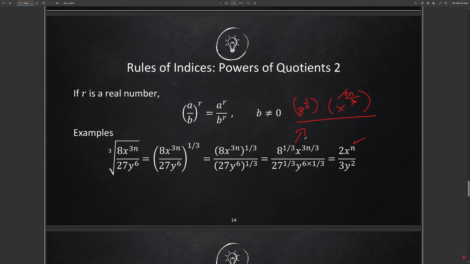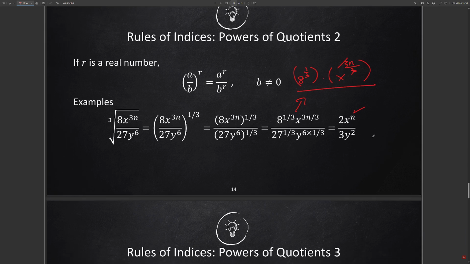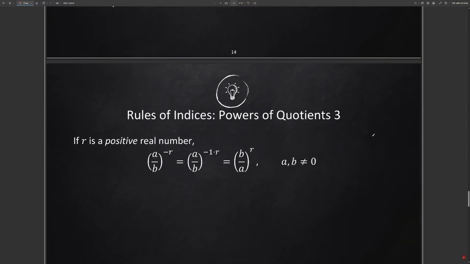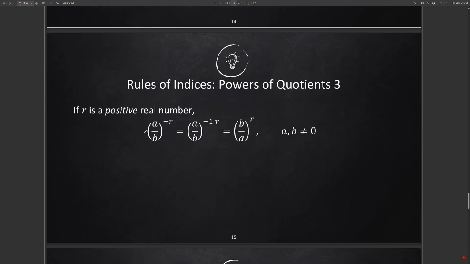So when we do more questions and examples, we get accustomed to knowing these squares and cubes, etc. So we don't have to constantly go to our calculator for it. This is also a special case here where a upon b to the power negative r is the same thing as negative 1 by r. Because remember, every negative number can be split up like this. So negative 2 is the same thing as negative 1 multiplied by 2, which is negative 2.